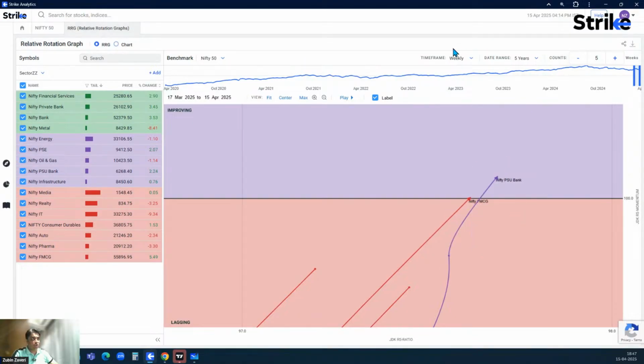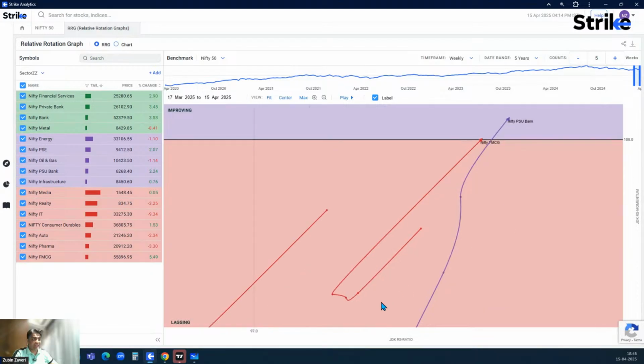So for an investor, or a positional trader, PSU Bank is something that we can watch out for now. Why? Because the momentum has increased drastically. And the ratio is also improving. Last week, the ratio for PSU Bank was 97.56. Now it is 97.69. So it has improved. And the momentum has improved greatly from 99.83 to 100.06.